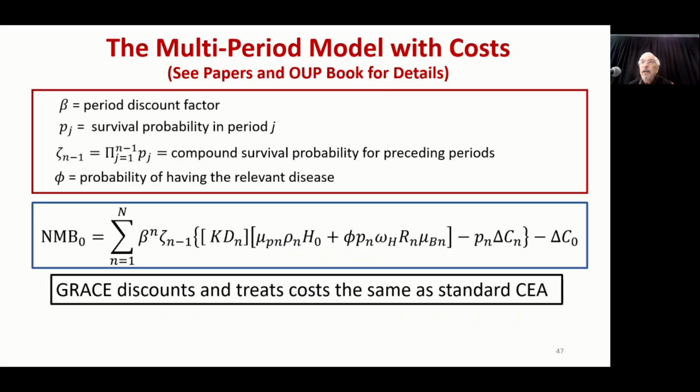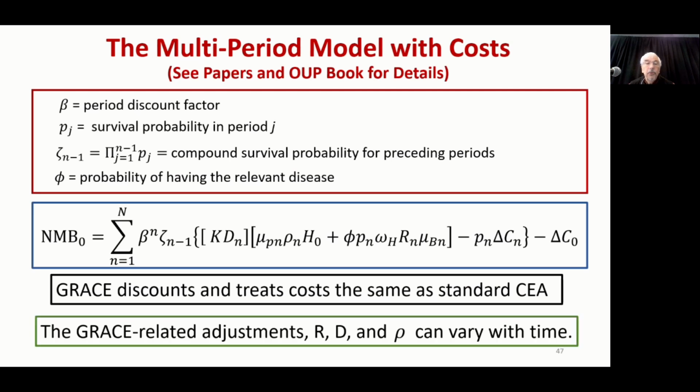Now, for all of you math freaks out there, there is a multi-period model for this. Grace treats cost the same as standard cost effectiveness. We use the same discounting approach. So it's basically adding up the same, except you've got these parameters for values that are all thrown in. And all these value adjustments, R and D for severity and disability, and this exchange rate rho vary with time.